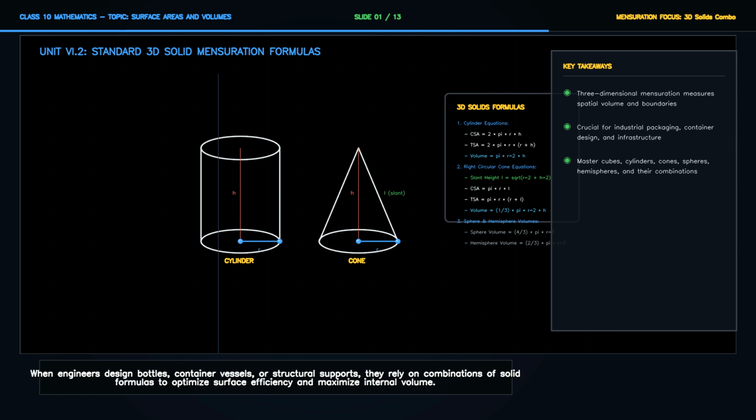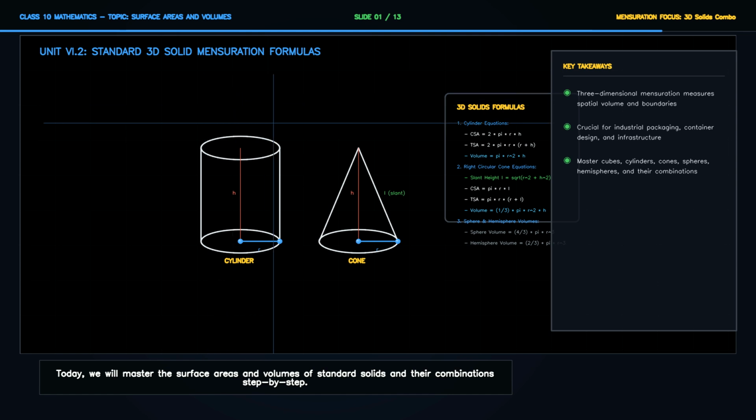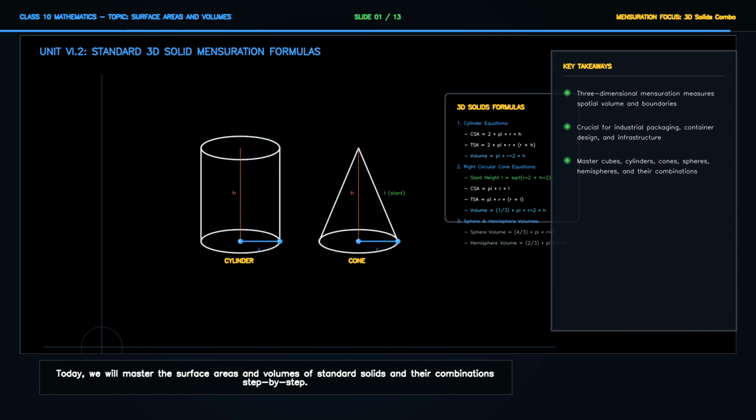When engineers design bottles, container vessels, or structural supports, they rely on combinations of solid formulas to optimize surface efficiency and maximize internal volume. Today, we will master the surface areas and volumes of standard solids and their combinations step by step.